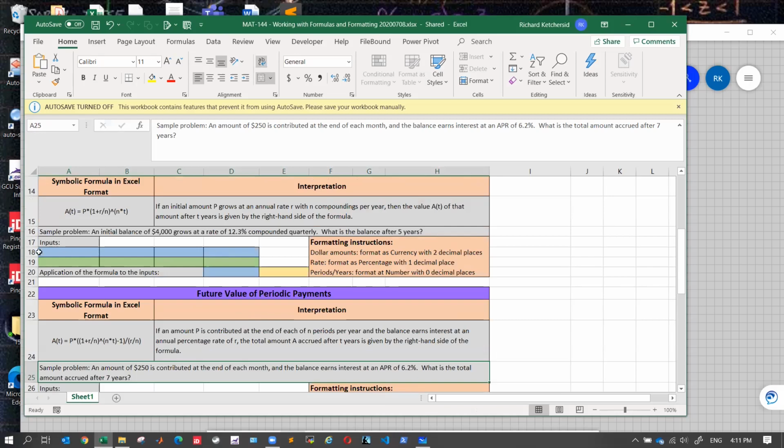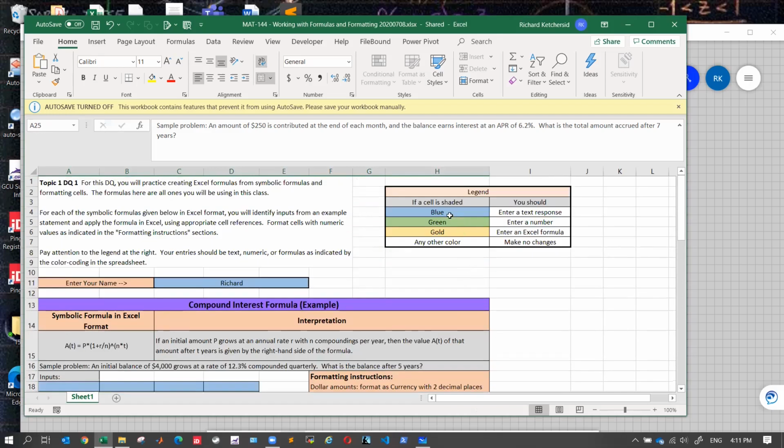So I'm going to do that for the first one. Now this one's given to you already, so you still have what was there. So the inputs, and then we give you a little. This is going to be common throughout the whole class. So when you see a blue cell, it means you're going to write in text. And if you see a green cell, you write in a number, and you see a gold cell, you need to have a formula. So a lot of people tend to put numbers where gold cells are, and I basically say, sorry, I won't take that. Go back and put a formula there.